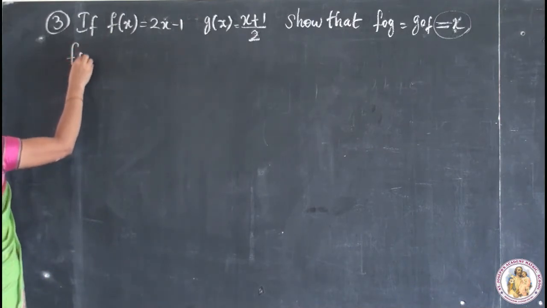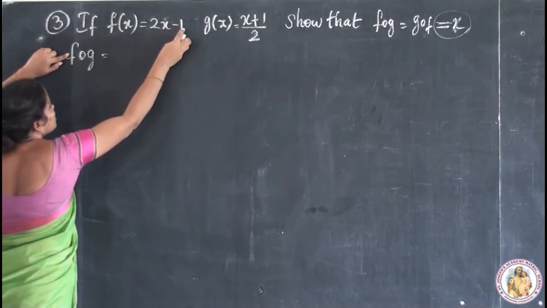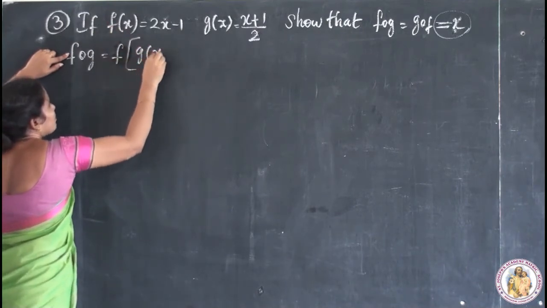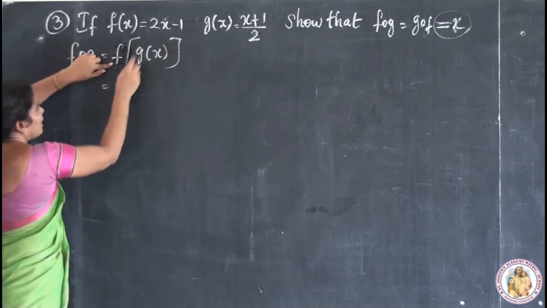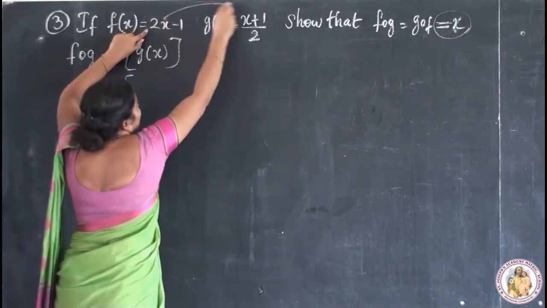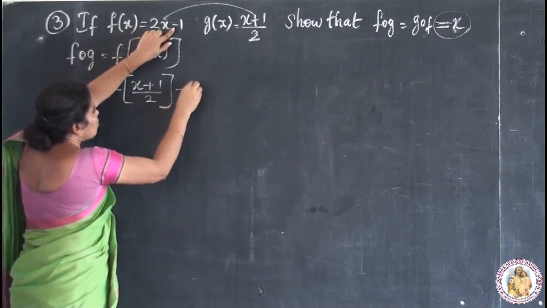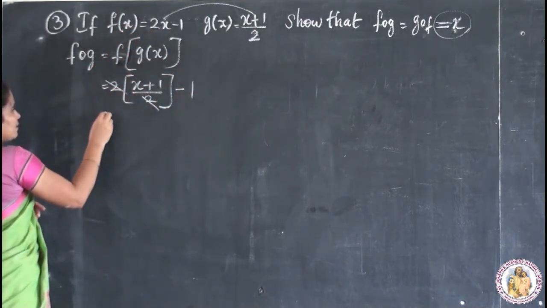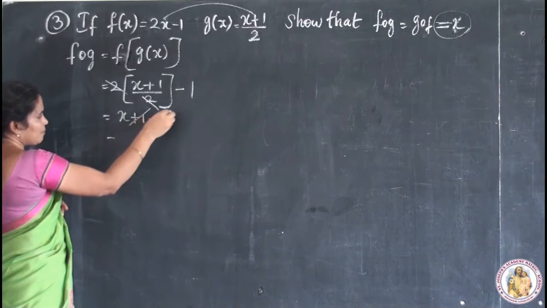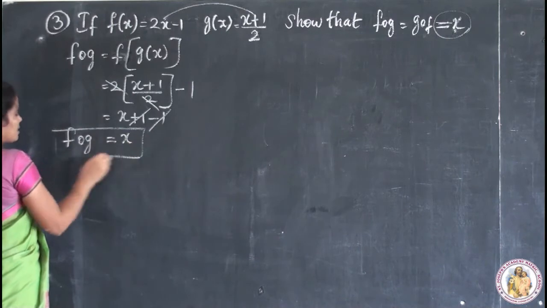So first go with f of g. f of g is equal to f. What is f? 2x minus 1, right? First you write the condition f within bracket g of x. So f is 2 times g of x. What is g of x? In the place of x, write x plus 1 by 2, minus 1. Okay? 2 cancels. We will be having x plus 1 minus 1. So plus 1 minus 1 cancel. f of g is equal to x.